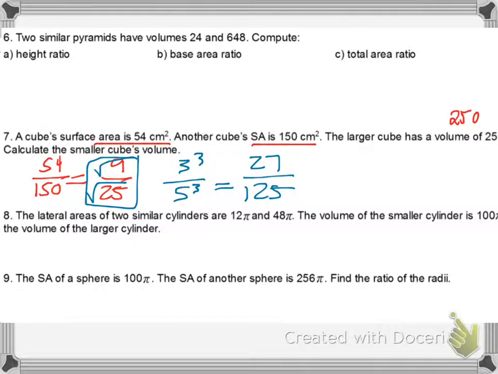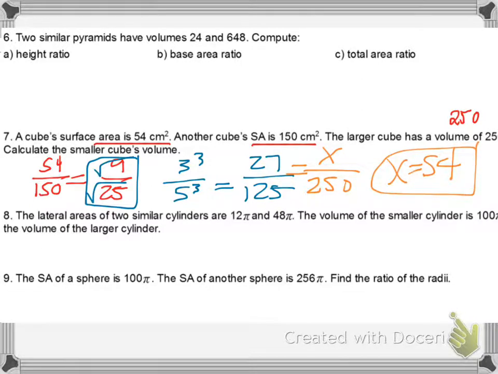So this says the larger cube has a volume of 250. So I'm going to put 250 down here with the 125 because that's the larger number. And then I'm going to throw the x up top. And so now when you cross multiply and divide, you get x as 54 centimeters cubed.